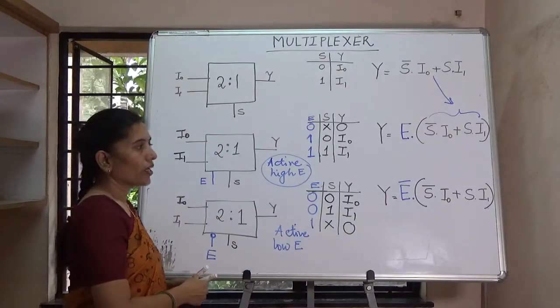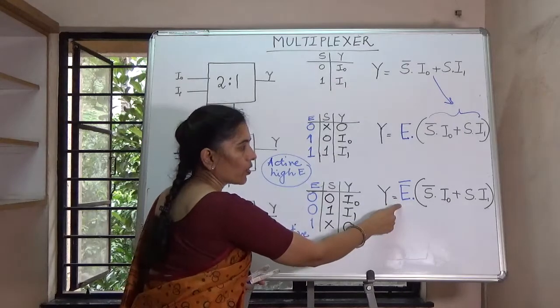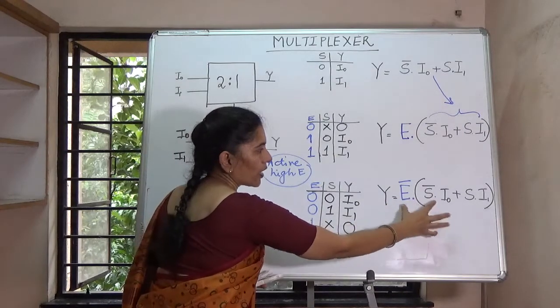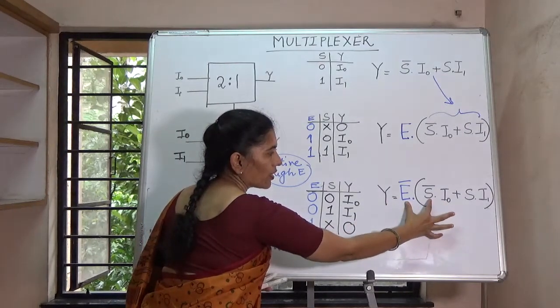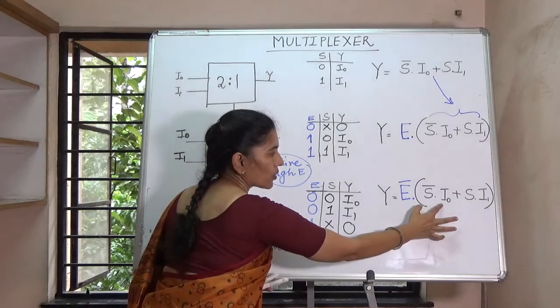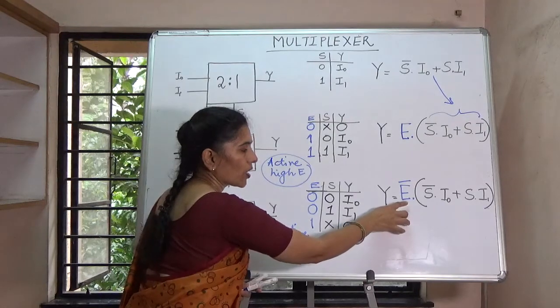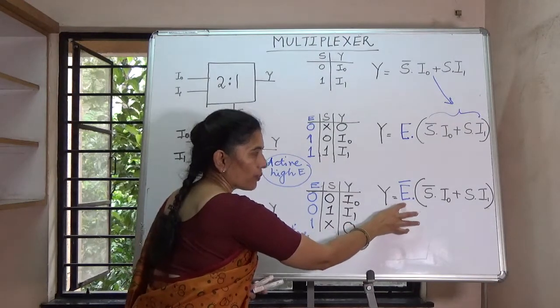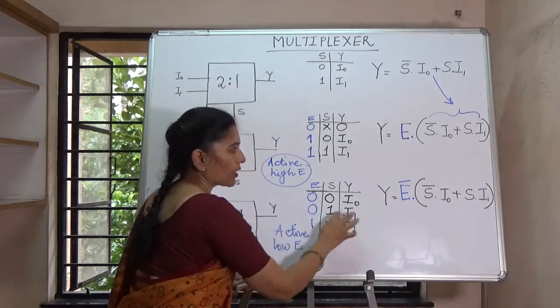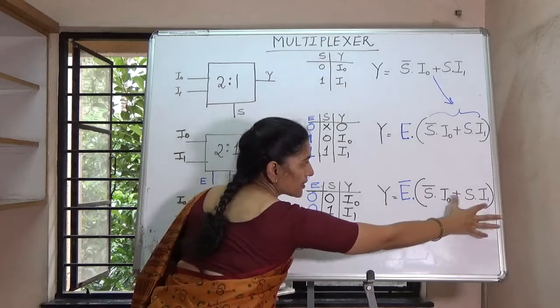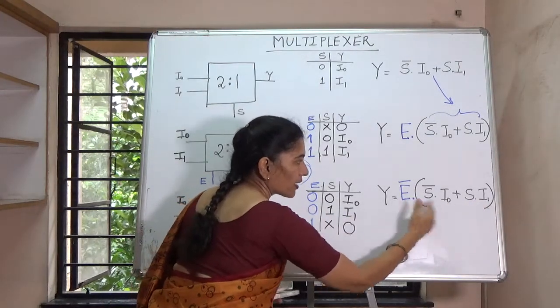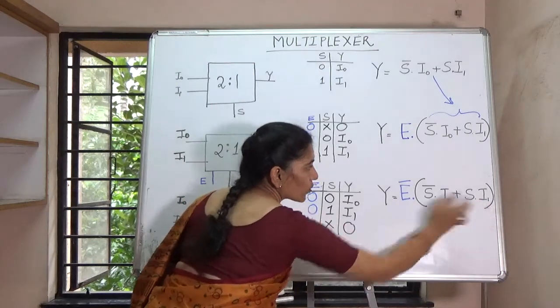So if E is 0, S is 0, these two would be 1 and Y will be equal to I0. However, this product will go to a 0. If E is a 0, this will be a 1. If S is 1, this will be a 1. And then the second product will be a 1. And in that case, Y will be equal to I1.